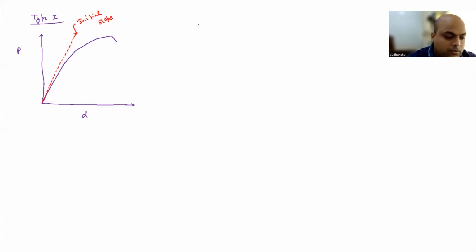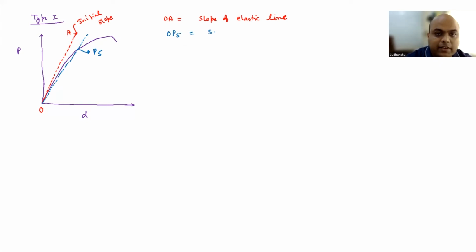Now I have to draw P5. Let's see, this is O and then we are drawing OA. So OA is the slope of, say, the elastic line. Now we have to figure out P5, which corresponds to 95% of the slope of the elastic line. So we are now drawing 95% of the slope, which is something like this. This particular point now will correspond to P5. Okay. And now we can write OP5.